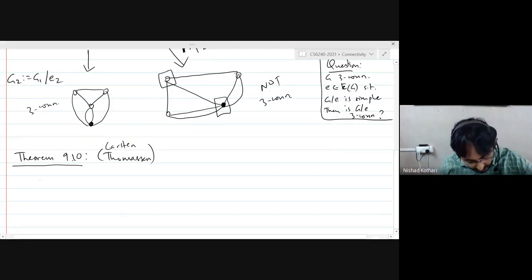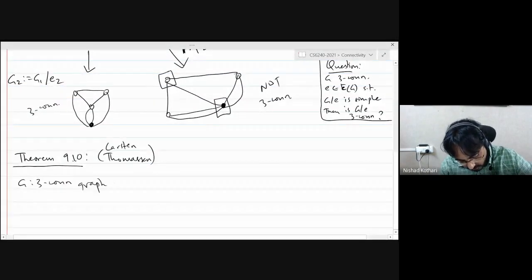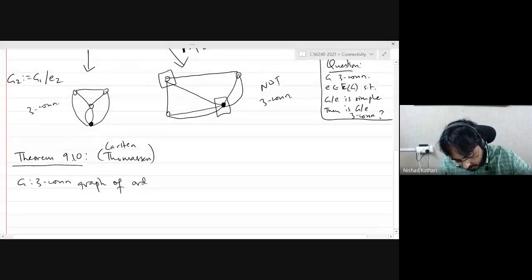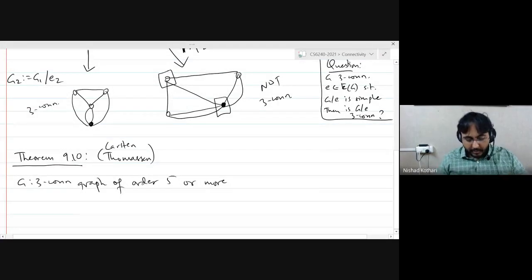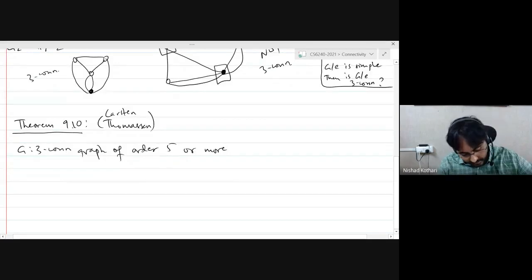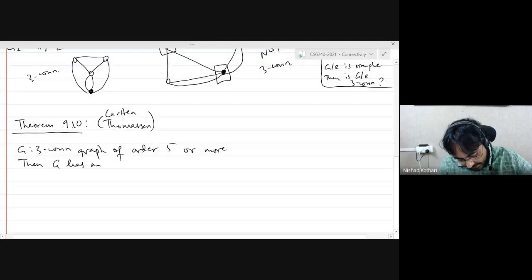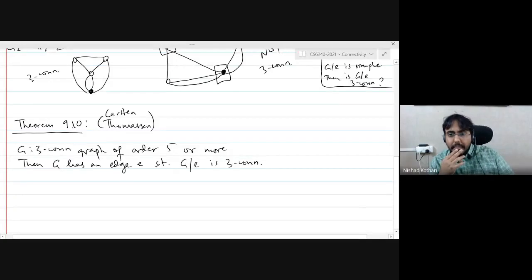So you take any three connected graph of order 5 or more. Okay, so just not K4 or K4 with multiple edges, because those are the only three connected graphs on four vertices. Then Thomassen's result says that G has an edge E such that when you contract this edge, the resulting graph is three connected. Okay, so this is an induction tool for three connected graphs.